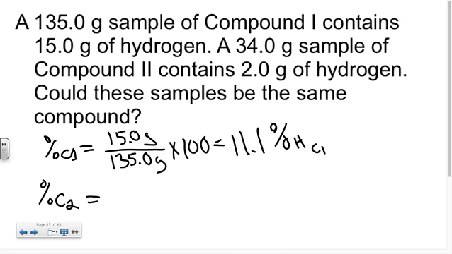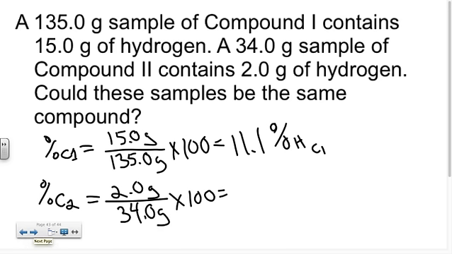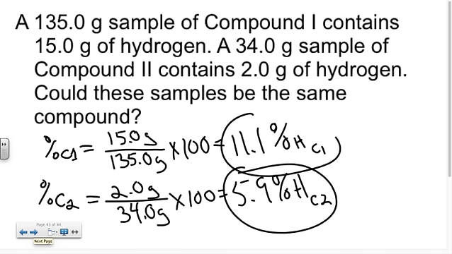In compound 2, it says we have 2 grams out of 34 grams. Again, that's the total, so we don't need to add those two together. And if you work out the percentage on that times 100, it comes out to 5.9% for compound 2. So the question is, could these be the same compound? The answer here is no. If you do not have the same percent composition of any element in the compound, they are not the same compound, because a compound, which is a substance, must have the same proportions every time. So if the proportion or percentage is different in two samples, they cannot be the same compound.